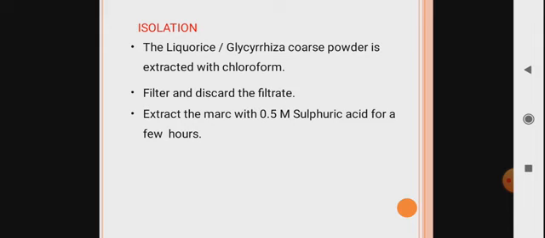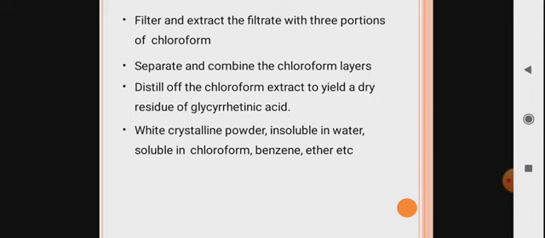Isolation: the liquorice or Glycyrrhiza coarse powder is extracted with chloroform, filtered, and the filtrate is discarded. Extract the marc with 0.5 molar sulfuric acid for a few hours. Filter and extract the filtrate with 3 portions of chloroform. Separate and combine the chloroform layers. Distill off the chloroform extract to yield a dry residue of glycyrrhetinic acid. It is a white crystalline powder, insoluble in water but soluble in chloroform, benzene and ether.